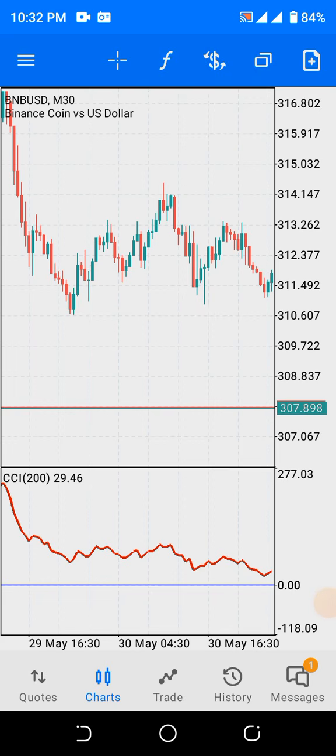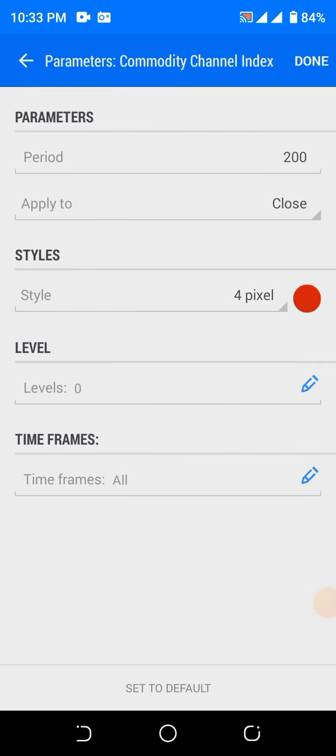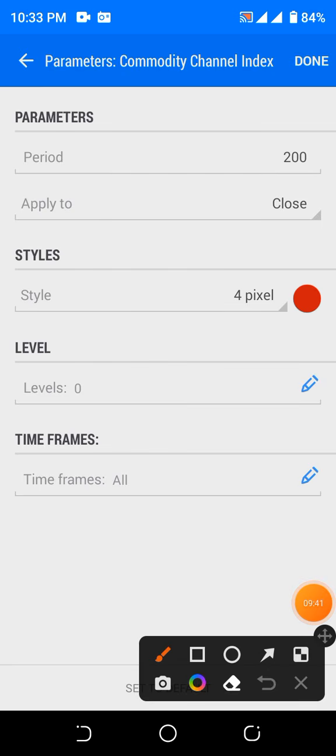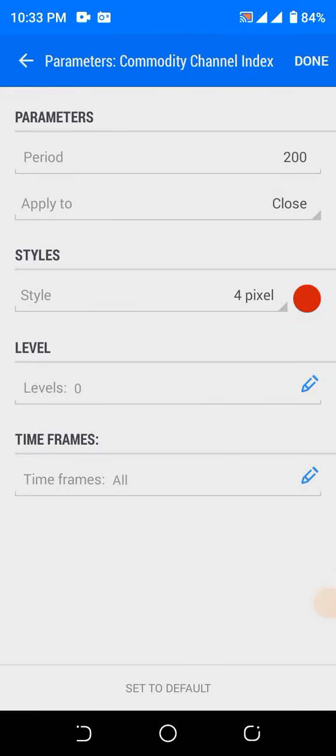Now let me show you how to set up the indicator. Like I said, you need only one indicator, the CCI indicator. You click on F, click on CCI, that is the Commodity Channel Index indicator. On my screen now, the period is 200, apply to close, style is pixel. The level is 0. So this is all you need to do to set up the Commodity Channel Index indicator and record massive profits.